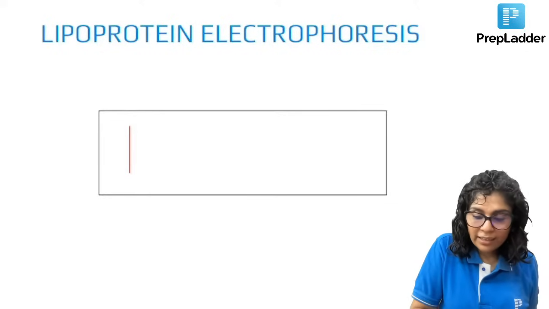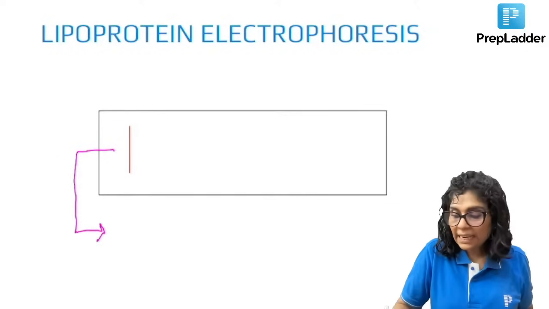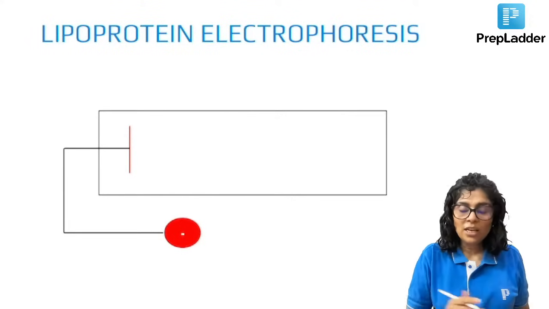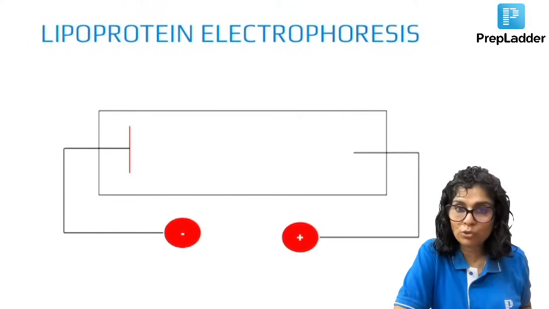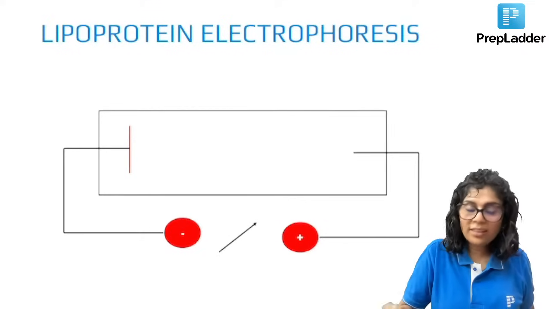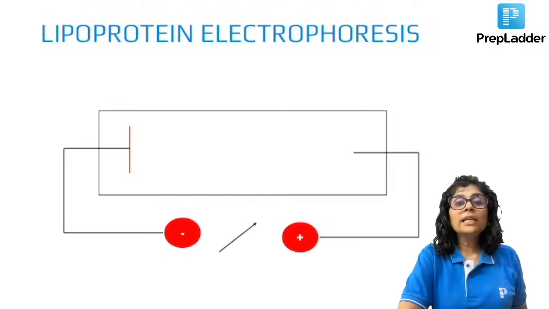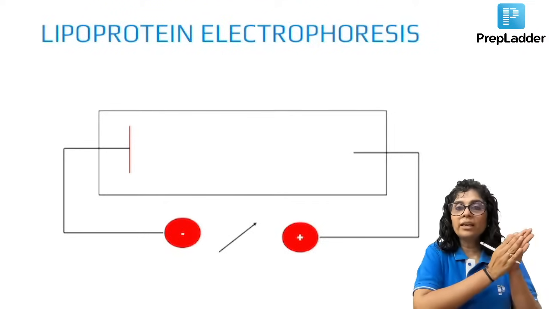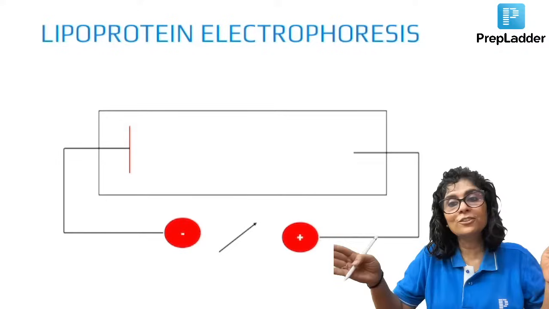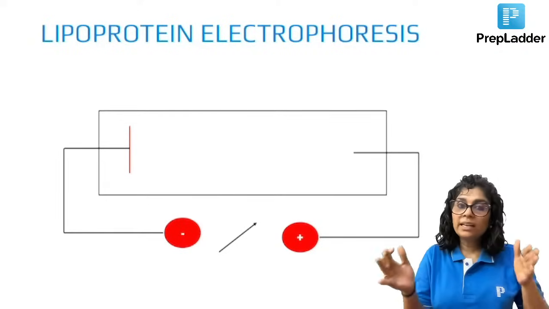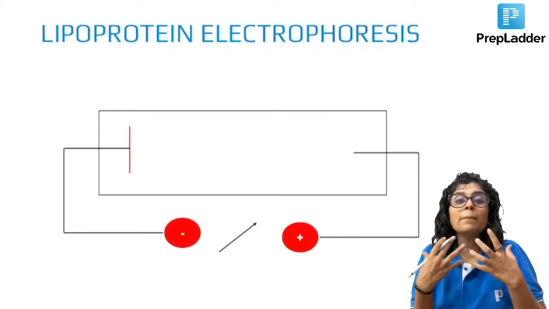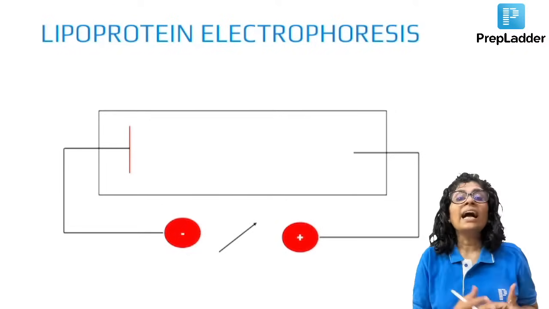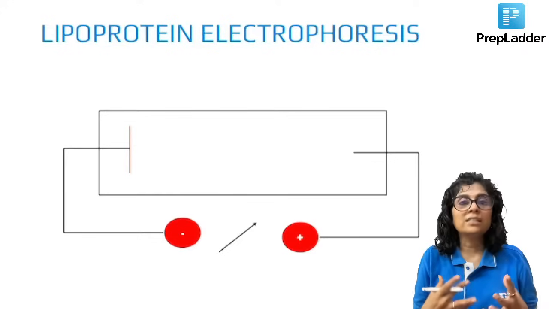And then close to the point of application is connected to a negatively charged electrode. The opposite side is connected to a positively charged electrode. So that when I switch on the electric current, all my lipoproteins will start migrating towards positively charged electrode. The migration will be affected by the number of negative charges these lipoproteins carry, and it will be affected by the size.